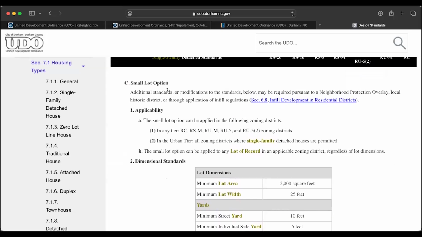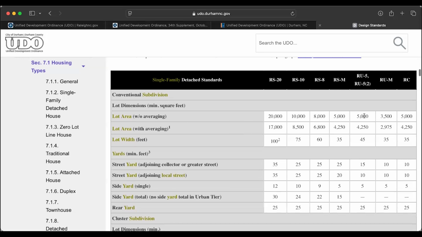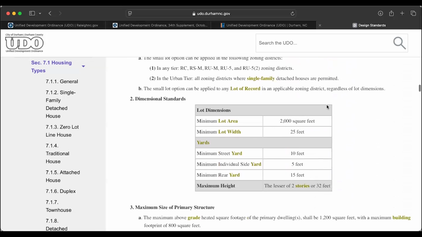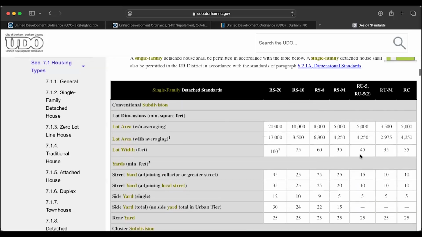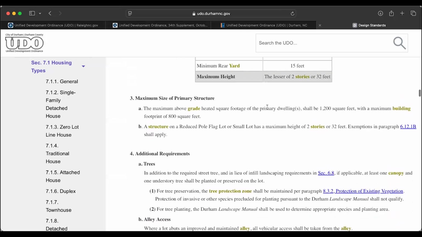So another thing you'll see, like in the city of Durham, they've got what's called the small lot option, which means instead of needing to be 5,000 square foot in this RU-5, it only needs to be 2,000 square foot. Instead of needing to be, I think it's 45 feet, you have 45 feet of frontage, you can go down to 25 feet, and then here's your setbacks. The difference is here that your primary dwelling can be a maximum of 1,200 square feet, okay? With a building footprint maximum of 800 square feet.